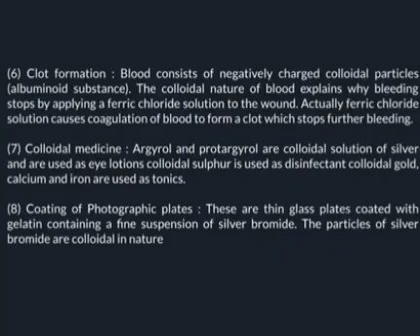6. Blood clotting. Blood consists of negatively charged colloidal particles, which are called albuminoid substance. The colloidal nature of blood explains why bleeding stops by applying a ferric chloride solution to the wound. Actually, ferric chloride solution causes coagulation of blood to form a clot, which stops further bleeding.